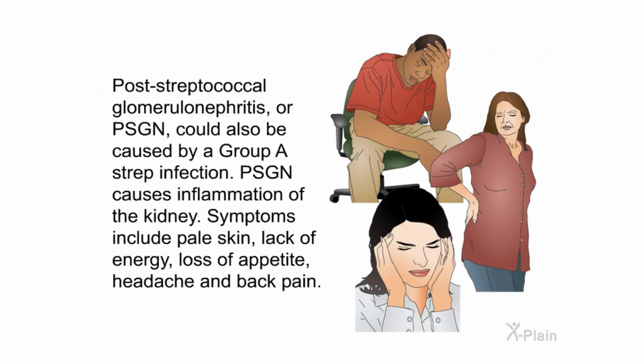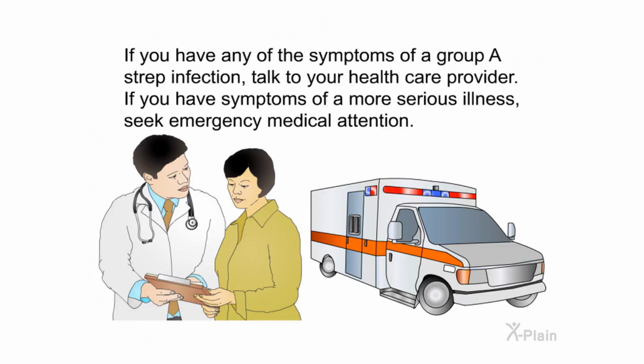Post-streptococcal glomerulonephritis, or PSGN, could also be caused by a Group A strep infection. PSGN causes inflammation of the kidney. Symptoms include pale skin, lack of energy, loss of appetite, headache, and back pain. If you have any of the symptoms of a Group A strep infection, talk to your healthcare provider. If you have symptoms of a more serious illness, seek emergency medical attention.